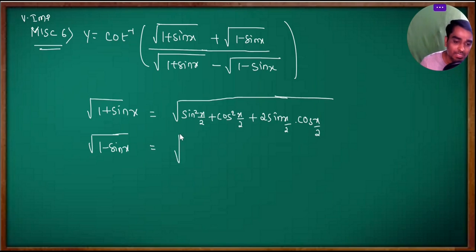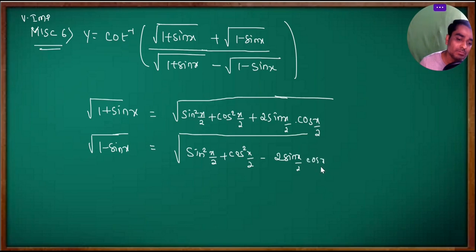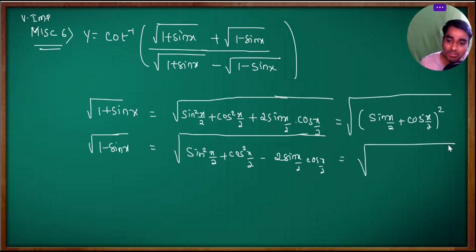Agree? Same way here also I can write sin square x by 2 plus cos square x by 2 minus 2 sin x by 2 into cos x by 2. Now this looks like the formula a square plus b square plus 2ab, and this looks like a square plus b square minus 2ab. That means this is a plus b, so that is sin x by 2 plus cos x by 2 whole square under root. Same way under root this will be sin x by 2 minus cos x by 2 whole square. So can I cancel this square and root, this square and root?